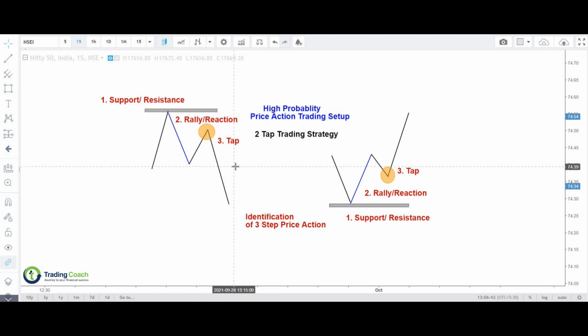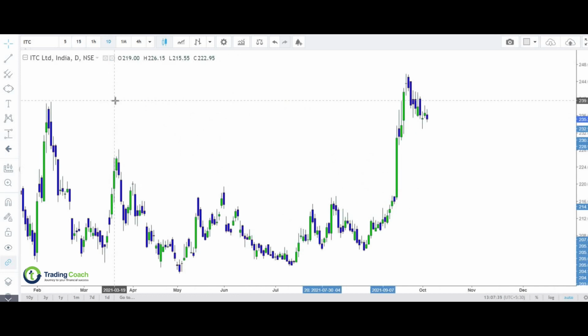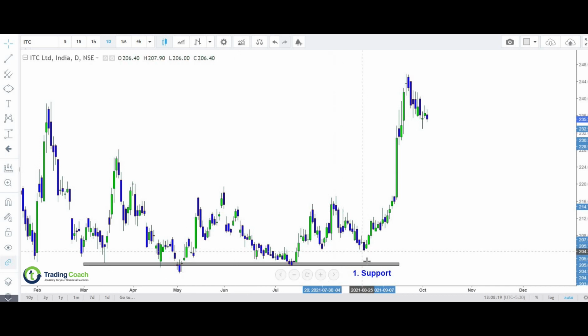If this diagrammatic example is a little overwhelming for you, no need to worry. We are going to look at some actual practical examples on the actual chart. Let me show you some practical examples of this 2-tap trading strategy. Here is the ITC 1-day chart. In this chart, we can recognize a 2-tap trading setup right now. Let me show you how this actually took place. Exactly on this chart, first of all, we have a very good support level.